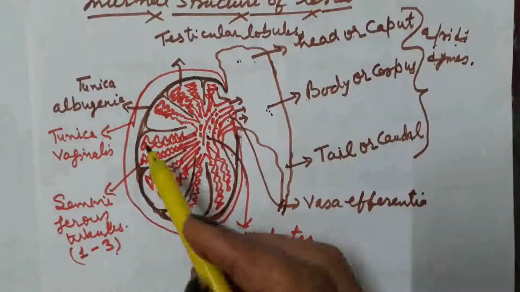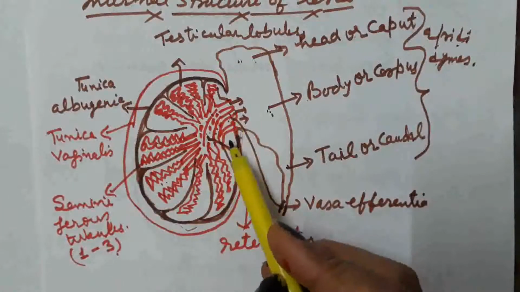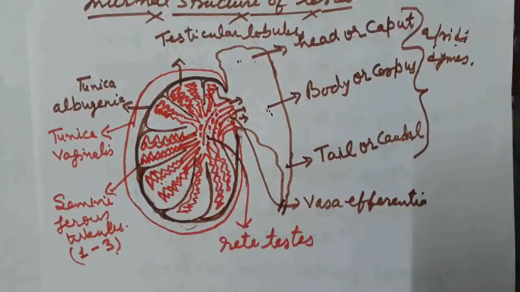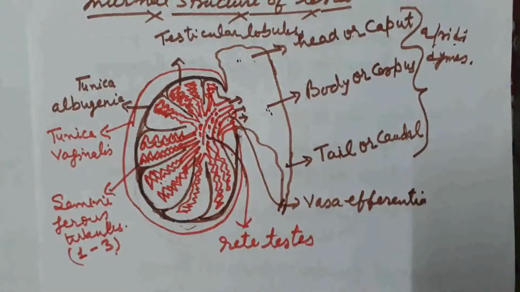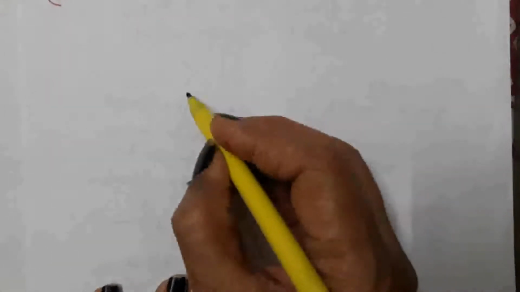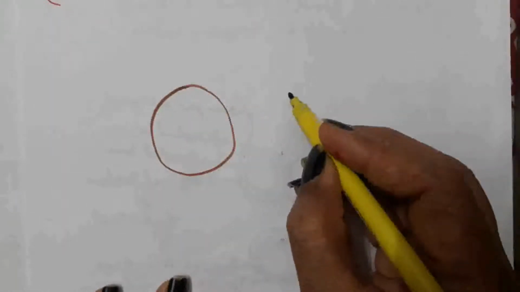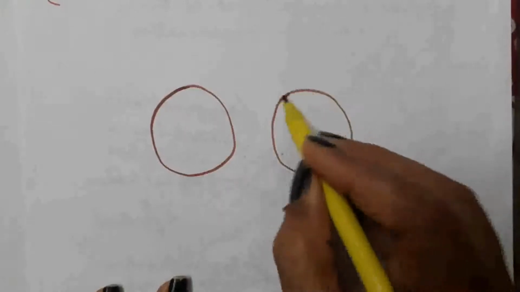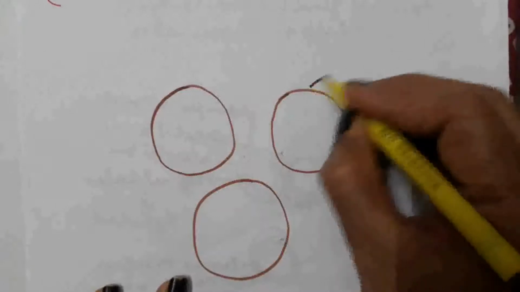If we cut a section of the testis, what do we observe? This is the sectional view of the testis, which I am going to draw here now. Inside the testicular lobules, what is there? Seminiferous tubules. These are the seminiferous tubules, showing the internal structure of the testis.